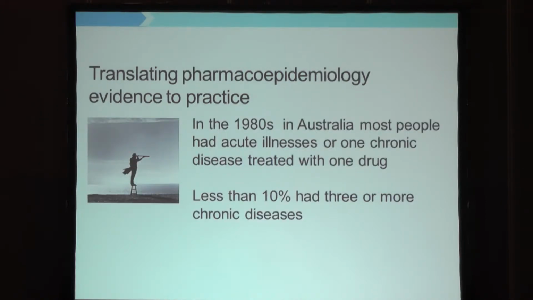If we just think about this changing landscape a little bit and this multimorbidity, some of the research that was done in Australia in the 1980s showed that most people had one chronic disease, and hence this term that was coined, comorbidities. It was like they had one main disease and then they had other comorbidities. Now we talk about multimorbidity being the norm, not the exception, in our older people and those with chronic disease. Less than 10% had 3 or more chronic diseases.